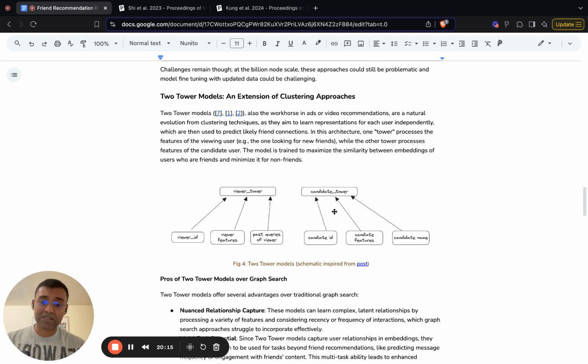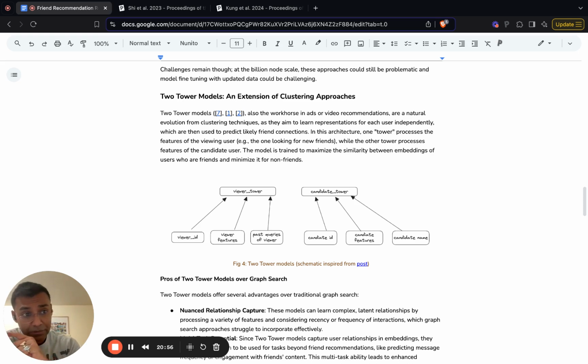On the candidate side, similarly, you can use names. It will help you match with the searches. You can take the candidate features. You can take the candidate ID. I've just written features, but essentially in these features, both on the viewer and candidate side, you can look at their graph, their first degree nodes, like their current friends. If you have the capacity to, you can even sample some of their second degree. But even staying within first degree is very powerful.